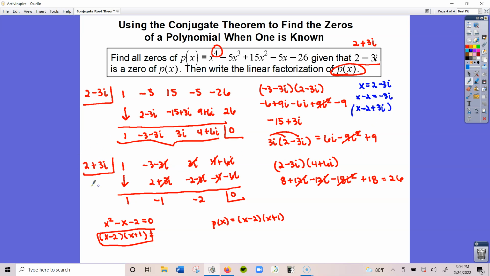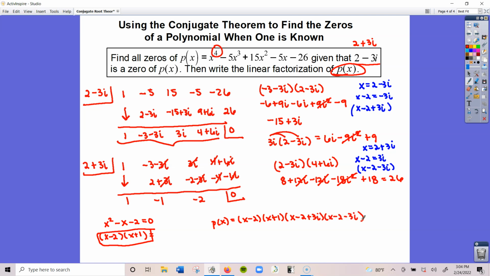And if I do the same thing with 2 plus 3i, I would still have to subtract the 2, so x minus 2 equals 3i, and then subtract the 3i, so x minus 2 minus 3i is my other factor. So here, to complete my linear factorization, I use the x minus 2 plus 3i and the x minus 2 minus 3i.